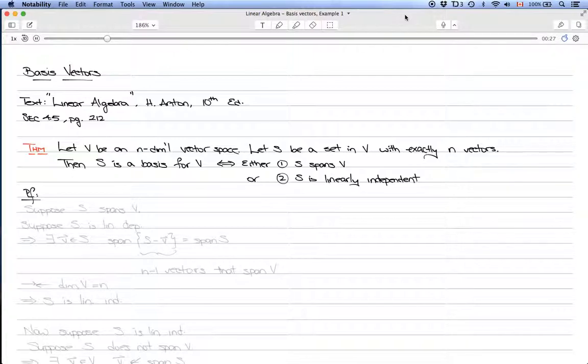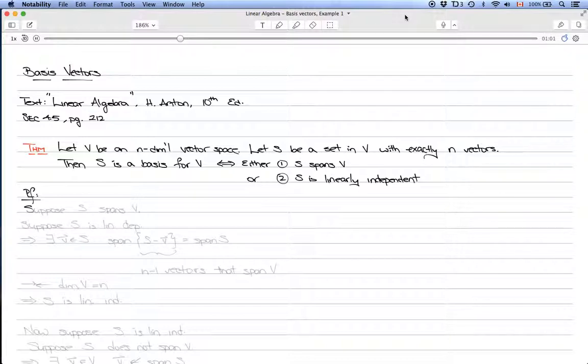By definition, we know that if S is a basis for V, then necessarily S both spans V and is linearly independent. So here we need to show that given that we know V is an n-dimensional vector space and S is a set of n vectors, it suffices to show that either S spans V or S is linearly independent. That is, we need to show if S spans V, then necessarily S is linearly independent, and if S is linearly independent, then necessarily S spans V.